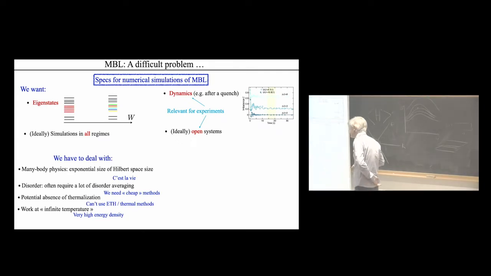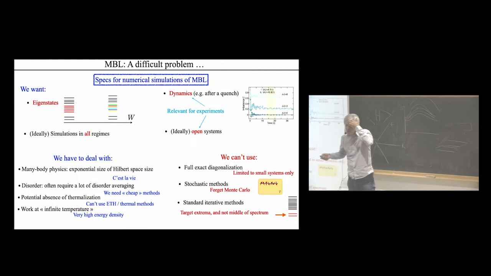And also because it's very difficult. Well, we have to deal with an exponential size of Hilbert space. Disorder implies that we need to do a lot of disorder averaging in general. So we need cheap methods in some sense, because we have to repeat them 1,000, 10,000 times. Potentially, there's no thermalization, so we can't use thermal methods. I will be more precise. And also because we want to work, let's say, at, quote, infinite temperature, that means to say in the middle of the spectrum.